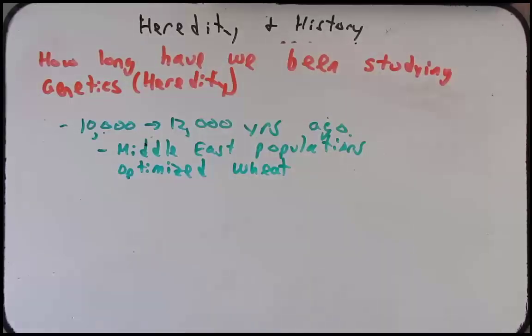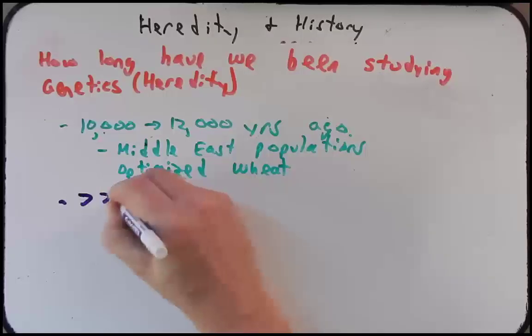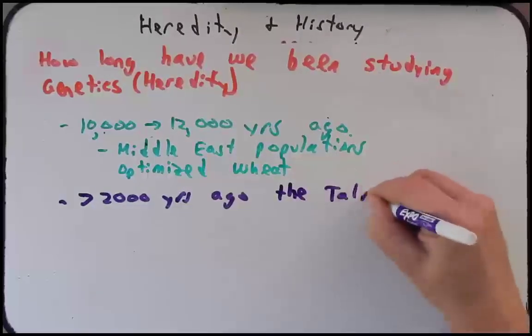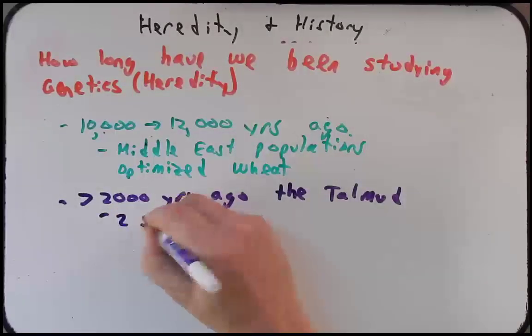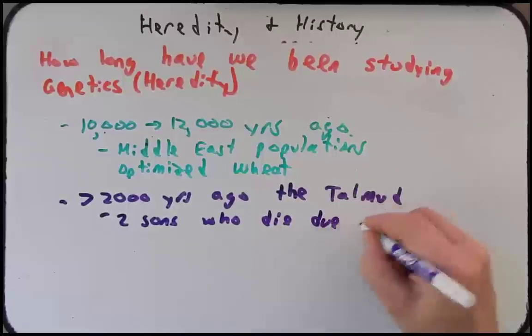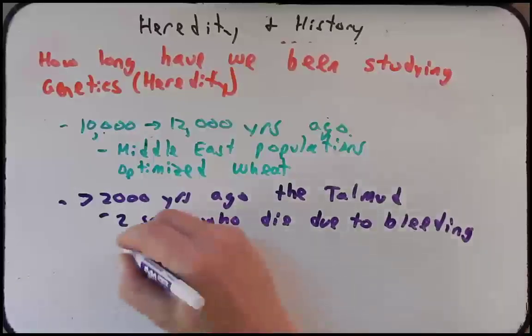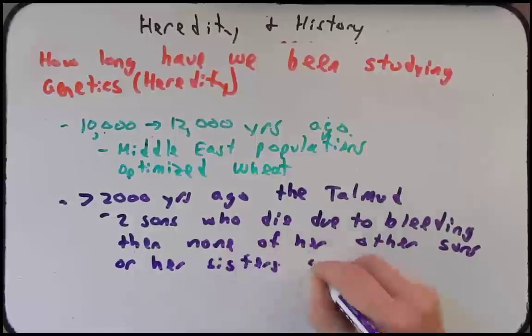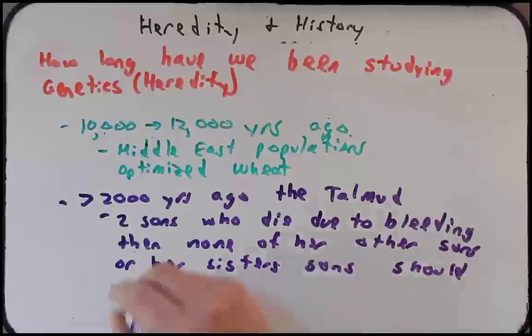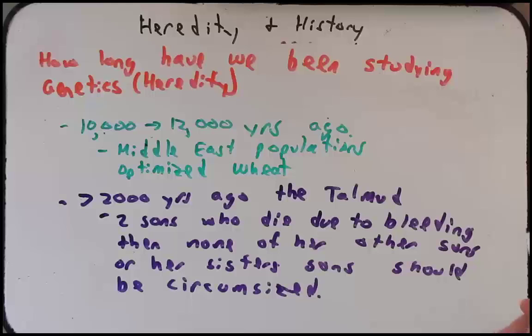If we carry this on and think about other evidence we see in history, over 2,000 years ago, the Talmud, which is the Jewish book of religious laws, stated that if a mother has two sons who die due to bleeding, then none of her other sons or her sister's sons should be circumcised. Because they knew that if multiple sons in a family died because of bleeding after a circumcision, there was some kind of trait that was being inherited that led to this death. So they made a law that future sons should not be circumcised. They also had documented that whatever this trait was, it had to have come from the mother's side.